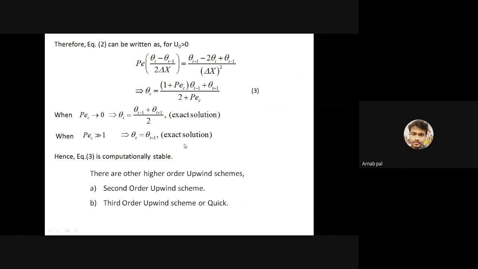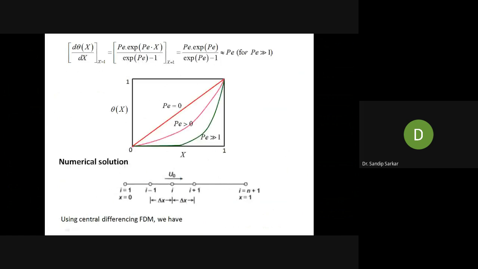One question, sir. For a Peclet number very much greater than one, the temperature distribution is like an exponential, mostly contained in the x equal to one region. But how can the solution theta I equal to theta I minus 1 give that exponential distribution as shown? Suppose theta I minus 1 is 0.5, then theta I is always 0.5, it is converging like that. That means theta I equal to theta I minus 1, right?